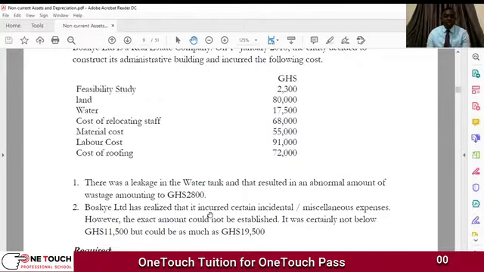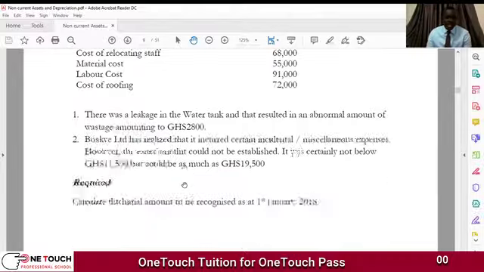Then Boachi Limited has realized that it incurred certain incidental or miscellaneous expenses. The exact amount could not be established. So there's some form of estimation here. Now we are saying that it was certainly not below 11,500, but could be as much as 19,500. Okay, so here we have to pick the upper limit. So we cap it at 19,500. Do you get the point? Good, good.